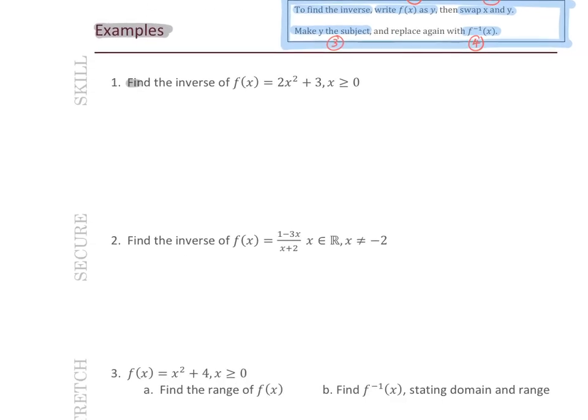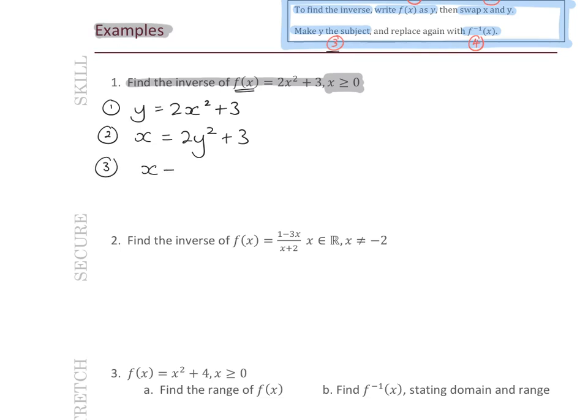So example number 1, find the inverse of f of x equals this, where x is bigger than 0. And that's often really important, so we're not going to neglect that little bit at the end. Okay, so the very first thing we're doing is we are going to write f of x as y. So number 1, f of x becomes y. So y equals 2x squared plus 3. Then we are swapping x and y, so this is stage 2. So x equals 2y squared plus 3. And then stage 3 is to make y the subject.